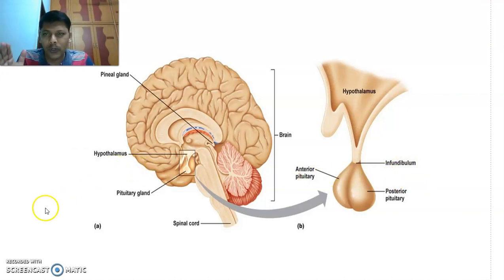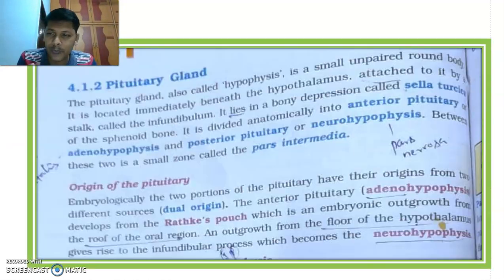Can you remember what we call the stalk of the leaf? The stalk of the leaf is called petiole. The stalk of the ovule is called funicle. The stalk of the flower is called pedicel. The stalk of the inflorescence is called peduncle. What do we call the stalk of the pituitary gland? It is called infundibulum. Through the infundibulum, it is attached to the hypothalamus.